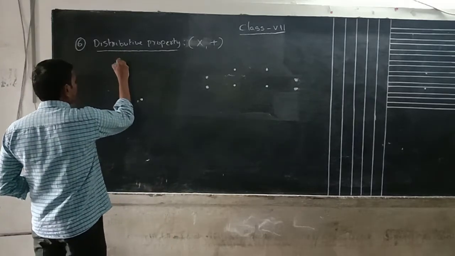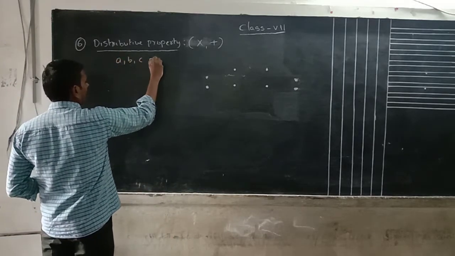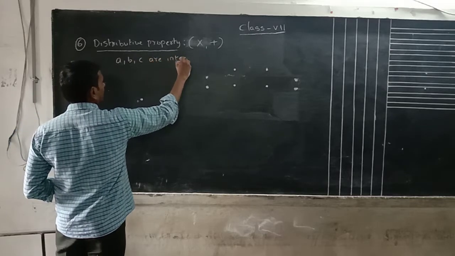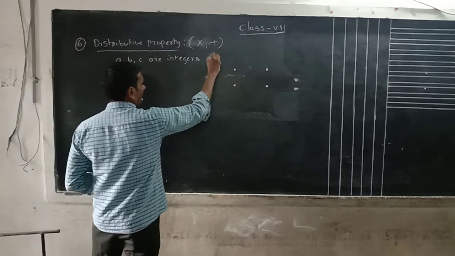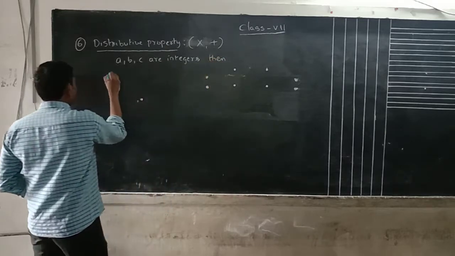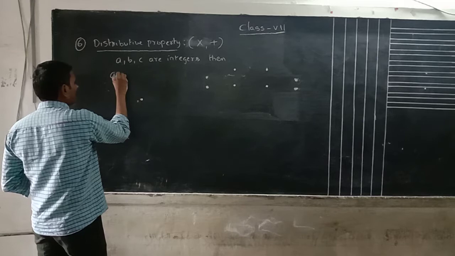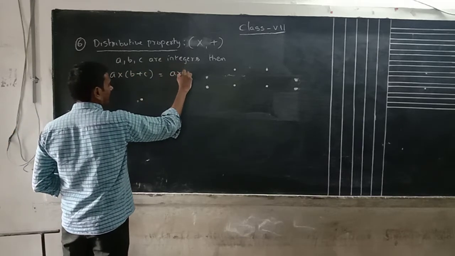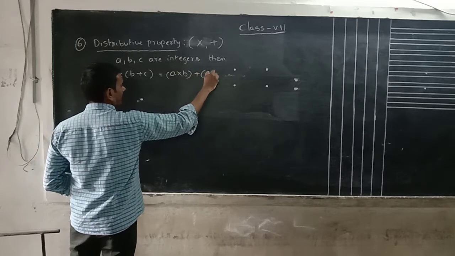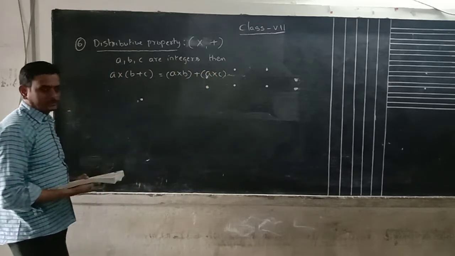Take three integers a, b, c. Then what is the condition? a multiply (b plus c) is equal to a multiply b plus a multiply c. This is the distributive property.